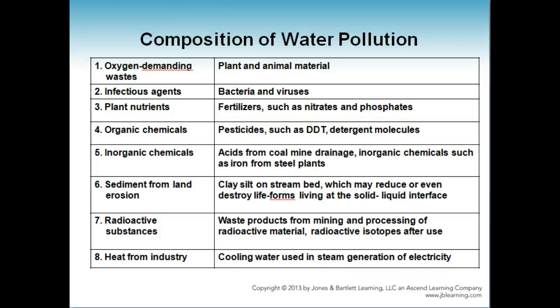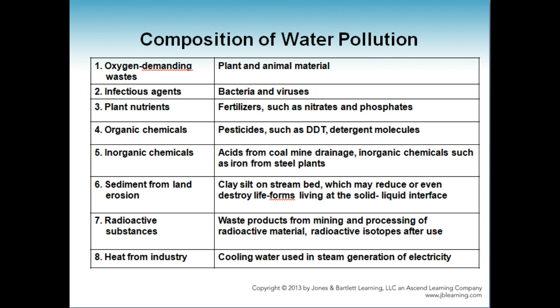There's sediment from land erosion, clay on stream beds, which may produce or even destroy life forms living at the solid-liquid surface, or just water being clogged up and not allowing light in so that photosynthetic organisms can grow. And there's radioactive substances, either from mining or from well drilling in Maine, such as radon. And heat too can be considered a pollution if the cooling towers affect water microbes in the area.